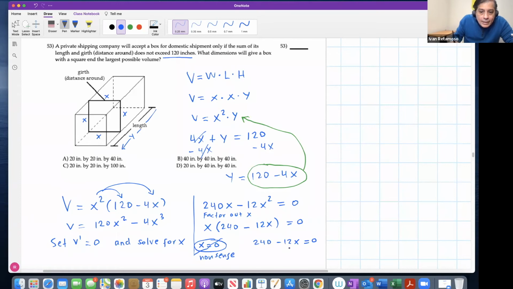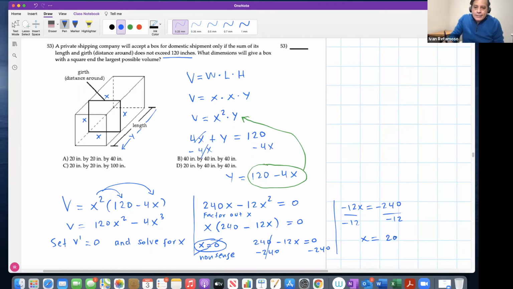Ignore. But this solution makes sense because look at this. If you solve for x, you will get that negative 12x is negative 240 here, right? Once you cancel these two, and dividing both sides by negative 12, x equals 240 over 12, which is just 20, right? Or you can use your calculator and get that x is equal to 20, right?